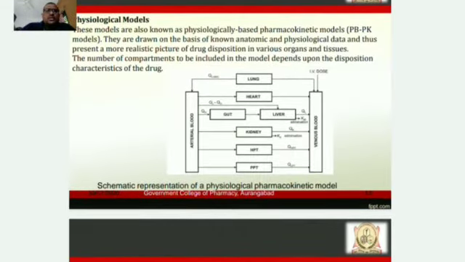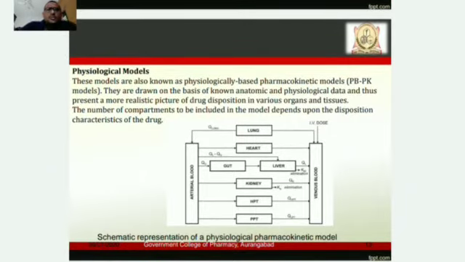Now next we'll see the physiological model. These models are also known as physiologically based pharmacokinetic models, that is the PBPK model. They are drawn on the basis of known anatomic and physiological data, and thus present a more realistic picture of drug disposition in the various organs and tissues.